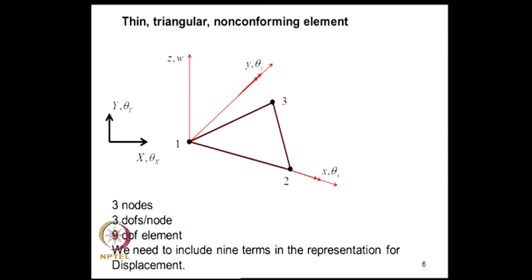What we do is select a local coordinate system where the x axis is taken to coincide with the edge 1 2, and the y axis is in the plane of the plate, orthogonal to this x axis, and the z axis is out of plane. So, this is the local coordinate system, and we also have a global coordinate system, and we indicate the variables x, theta x and theta y, w, theta x, theta y using uppercase letters.